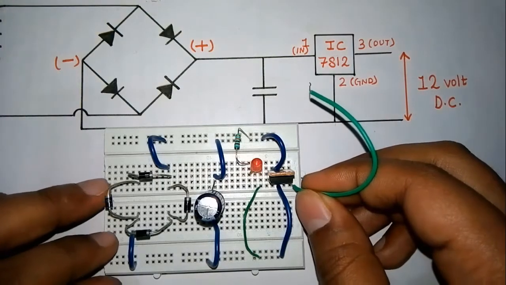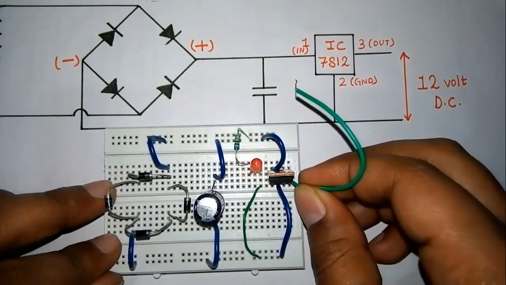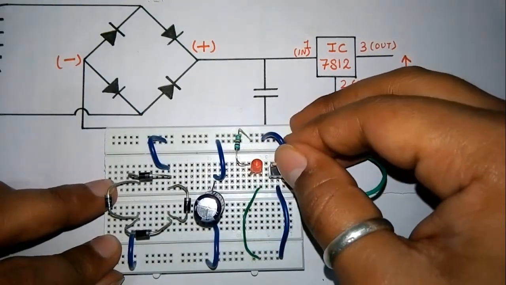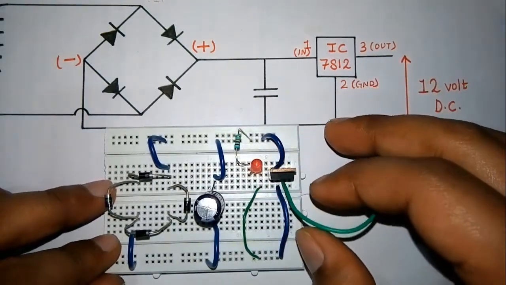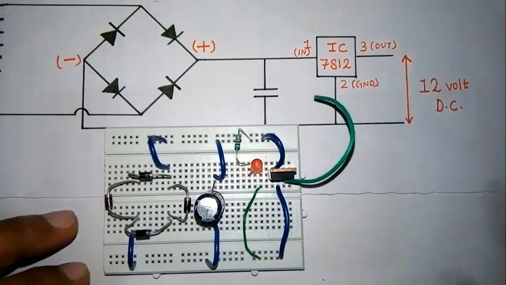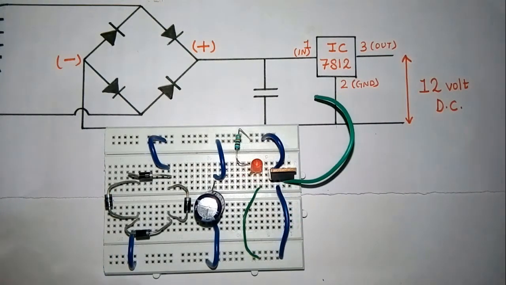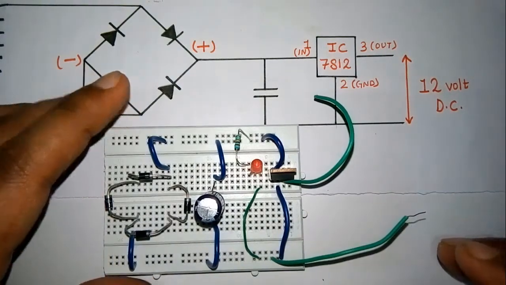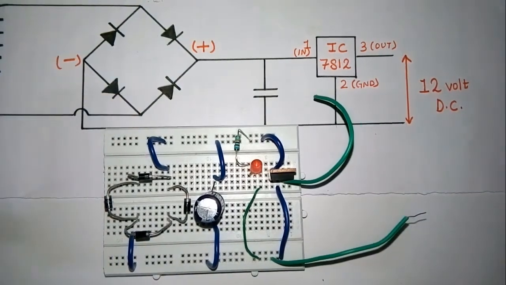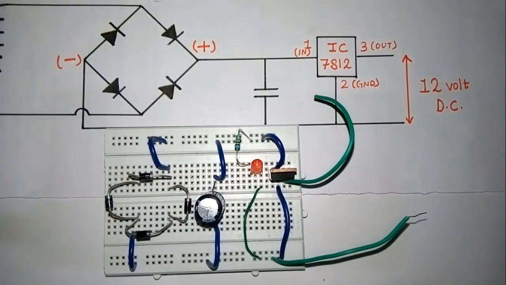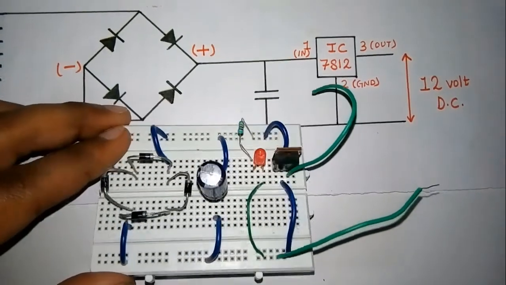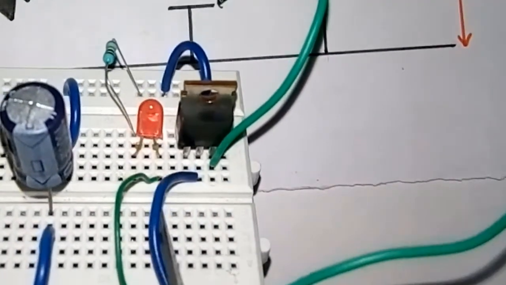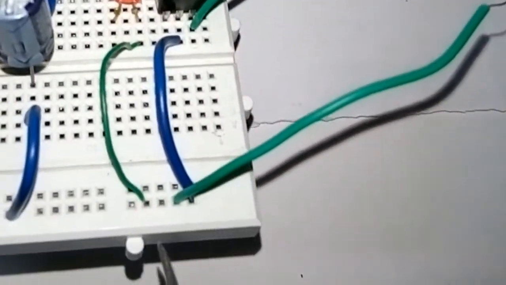This is my output wire. I'm connecting from the positive, the third leg of the voltage regulator, and this is my negative. You can also connect to the second leg of the voltage regulator, and this is the negative line, so it doesn't matter. Now it's all done. You can see I've connected to the third leg and to the ground.